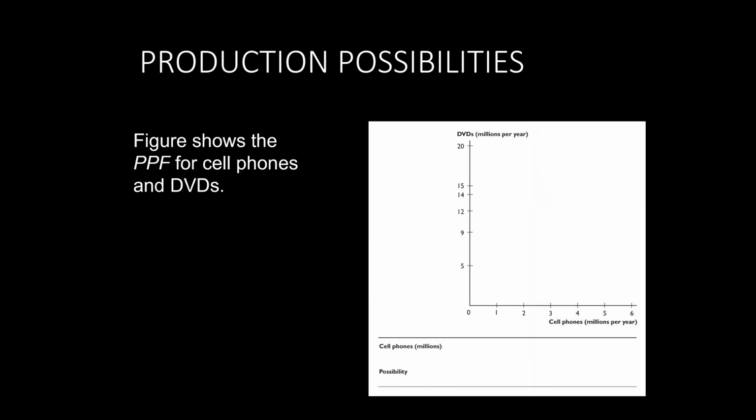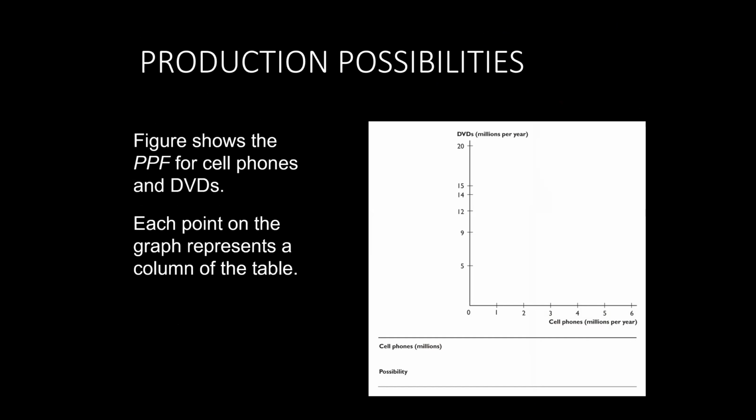Before starting today's lecture, we must first revise the diagram used in the previous lecture, which we are going to use again today. In the previous lecture, we took the example of the production of two commodities, which are DVDs and cell phones. On the x-axis we have taken cell phones and on the y-axis we have taken DVDs. Both are in millions per year.